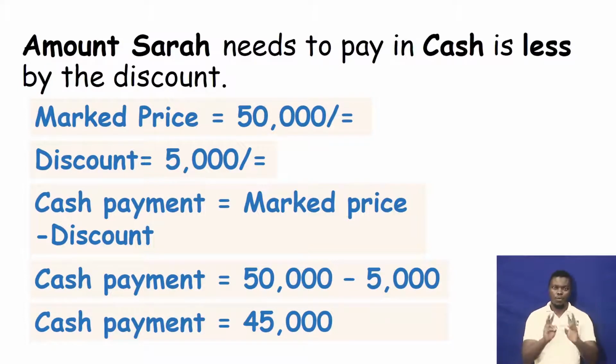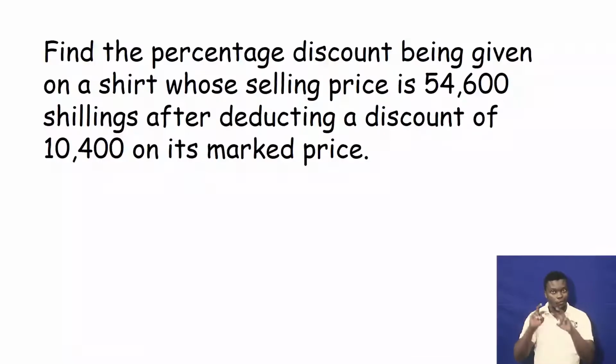Let's have a second example, still on discount. Find the percentage discount being given on a shirt whose selling price is 54,600 shillings after deducting a discount of 10,400 shillings on its marked price.